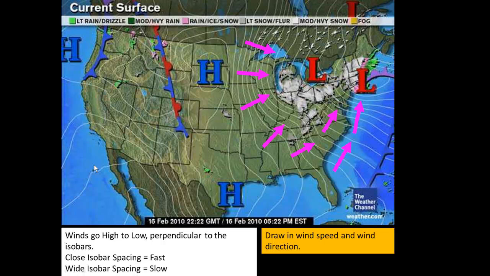We have a big, big, big hill of air over the middle part of the country, these high pressure areas. And we have a huge hole of air, if you will, over New England. So all the wind rushes down the pressure gradient, flowing at a 90-degree angle across the isobars, rushing down the hill into the hole, if you will. So there you have it. That's the pressure gradient force.